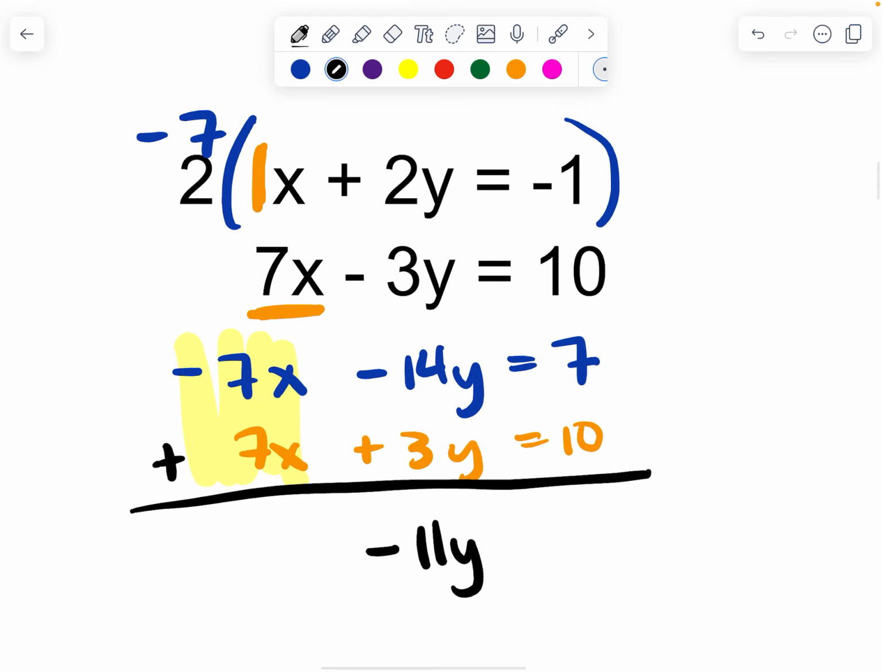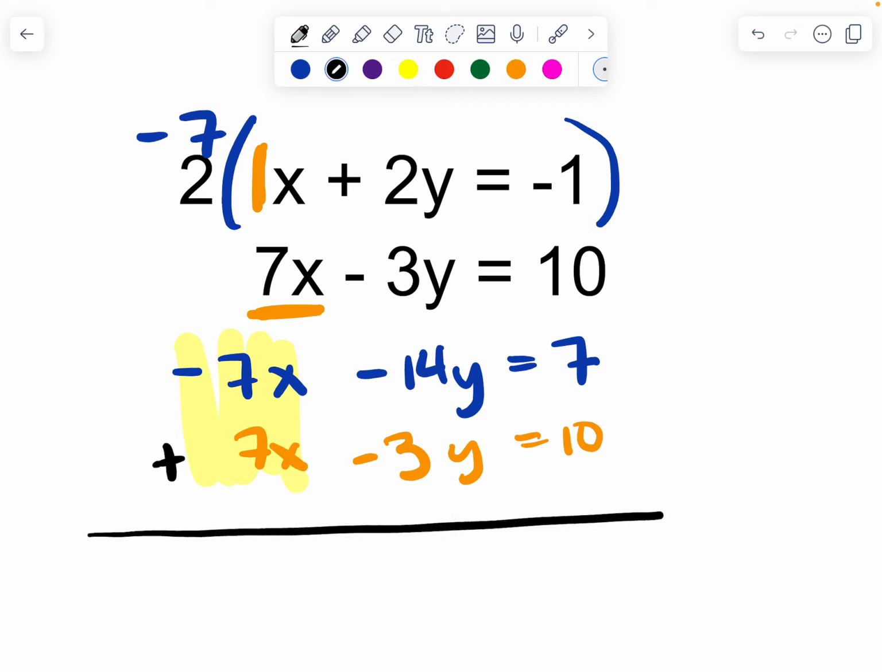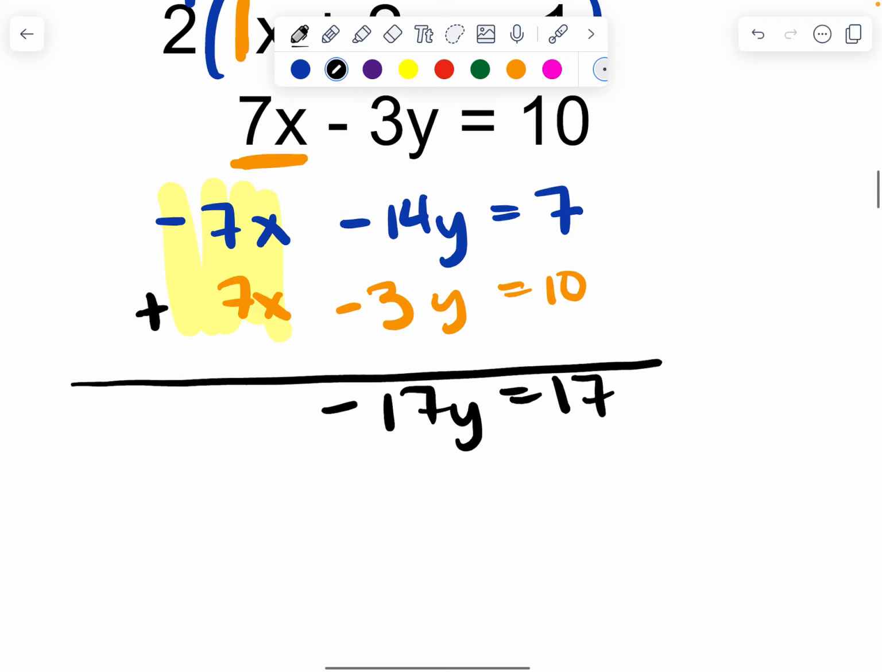Oh, I messed up right here, guys. Sorry about that. This is minus 3y. I knew something was awry. That goes away. There we go. How about that? I think that'll be better. How about negative 17y equals 17?